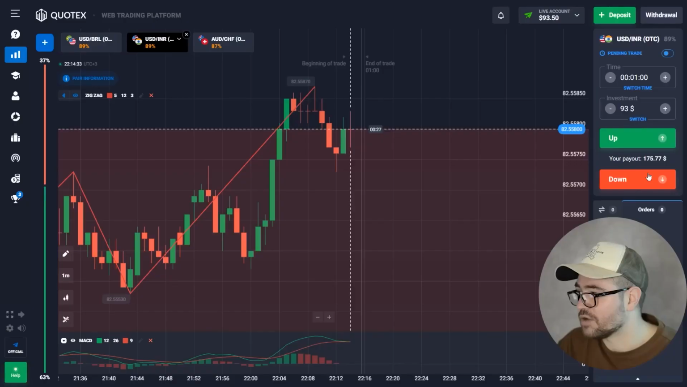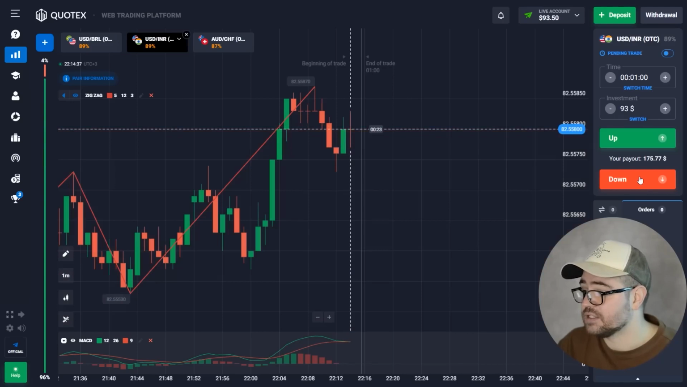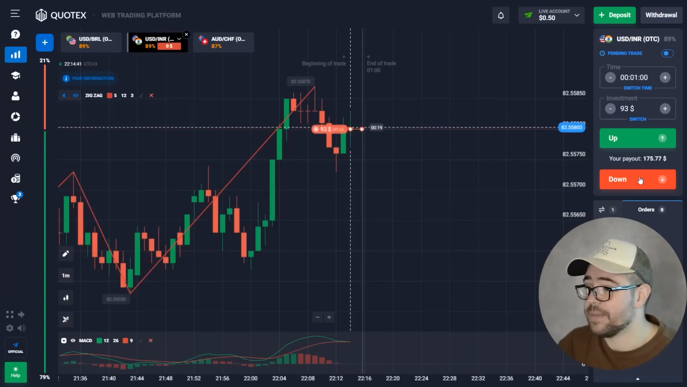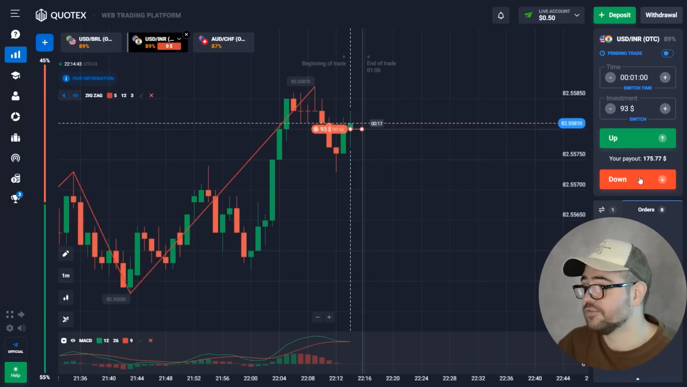So let's get to the session of today straight away, and today we're going to start with $93 and see where we can get with that. So let's start. Alright, so MACD, as we can see, is going into the downtrend, so therefore we are making the put option for this one.